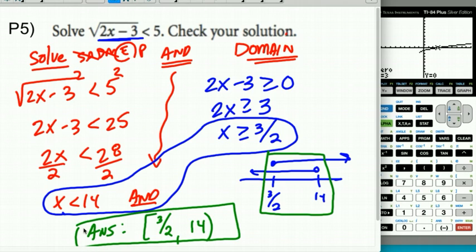Now you can check this in a couple different ways. You could plug in some numbers and see what happens. Like you could see if numbers outside of this interval would work. An easy one to check that's smaller than 3/2 is 0. If you plug a 0 in here, you obviously get a negative inside your root, which would be imaginary. An easy number to check on the other side of 14 might be, let's say, 15, right?